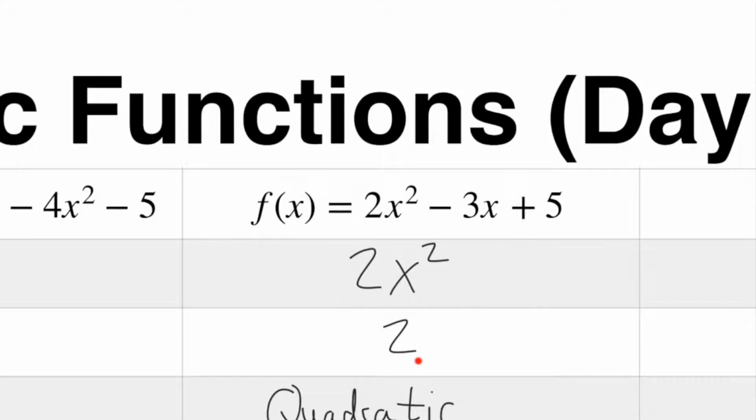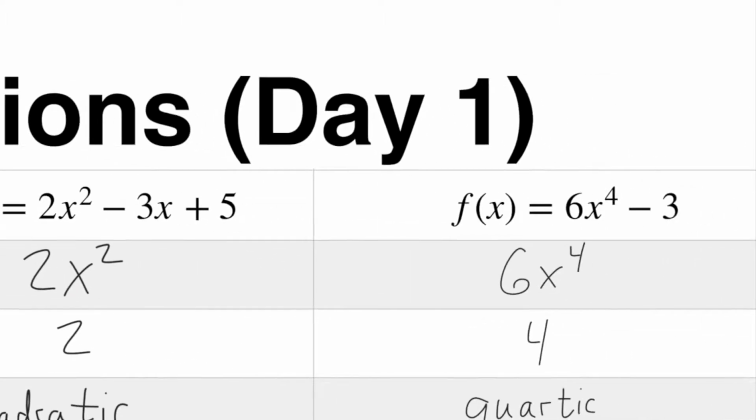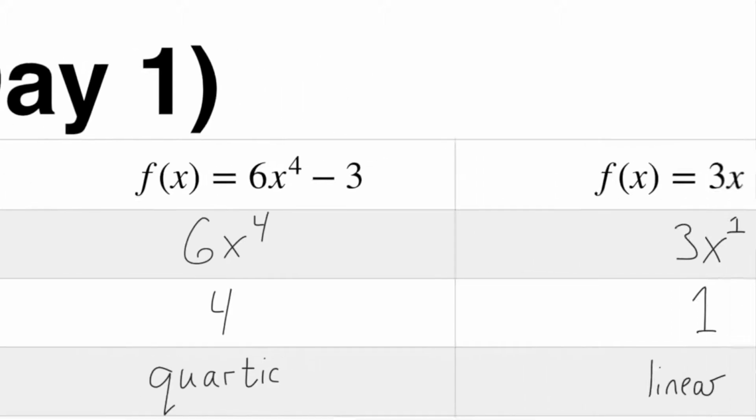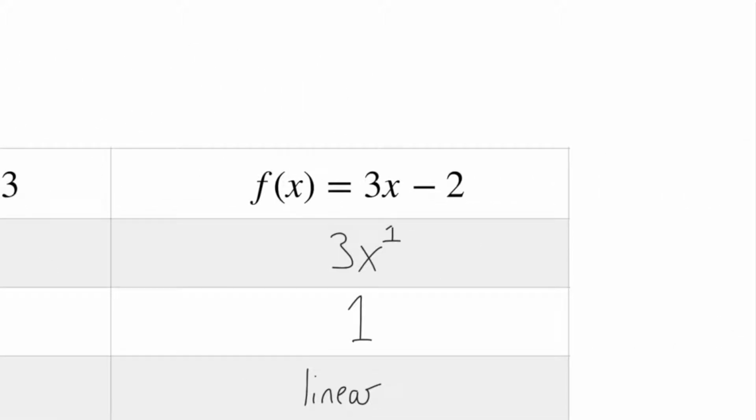The leading coefficient, we'll find out later, is also 2 because of this 2, but the degree is 2, and therefore it's a quadratic equation. The leading term here is 6x to the 4th because the highest exponent is 4. We call that quartic. And here, this is linear because it draws a straight line. The degree is 1 because there's an invisible 1 on the leading term.